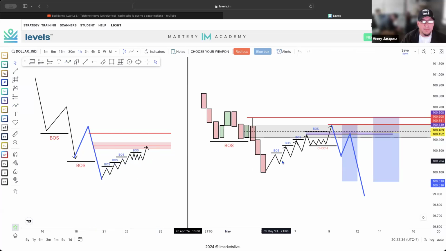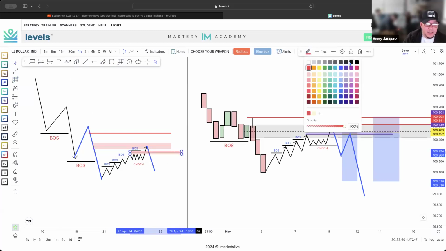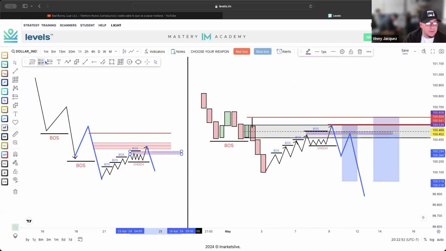But I need my change of character line. So boom, now market needs to break and close below this change of character line in order for me to look for sells. So now once I get this, boom, that gives me confirmation right away that this zone was respected. So what can I do? I mark up the play so I can go ahead and sell where I initially wanted to sell.